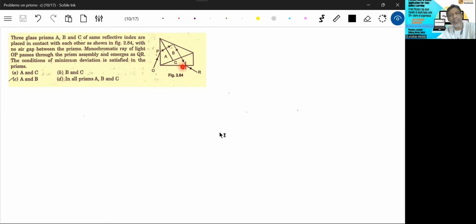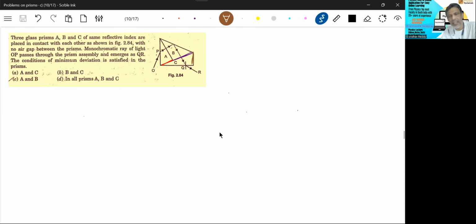What is the basic idea for minimum deviation? The refracted ray inside the prism should be parallel to the base. You can see that this is the base, and the refracted ray here is parallel to it. Here the refracted ray is parallel to the base, whereas here it is not parallel. This is the base of the prism, and it is not parallel here. So here it is parallel. Therefore, the ray undergoes TIR in prisms A and B.